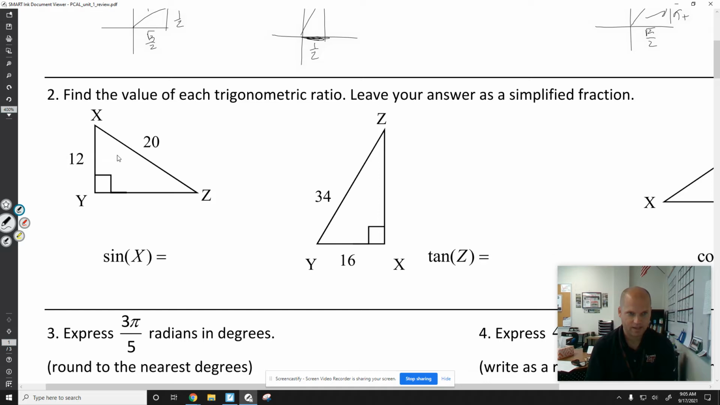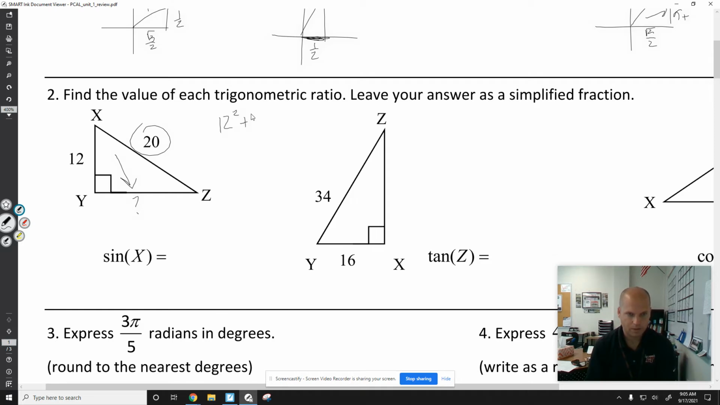Trying to find the sine of x. Sine of x would be opposite side length over the hypotenuse. I always like to circle the hypotenuse rather than put an arrow, or else people think it's the adjacent. The adjacent side would be 12. So opposite over hypotenuse. Problem is I don't know this side length. Well, we can use our friend the Pythagorean Theorem.